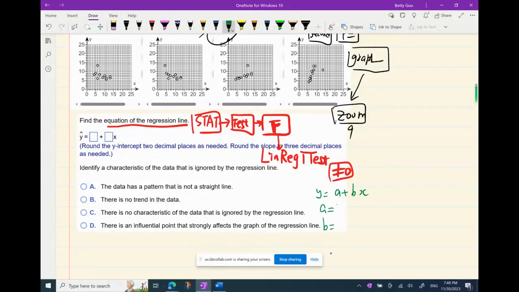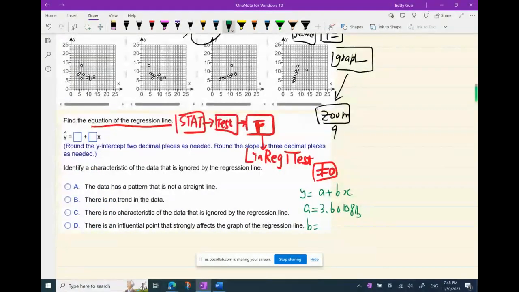My value of a is 3.60108156. My b is 0.45976950 35. Let me know, do you have the same thing as me?